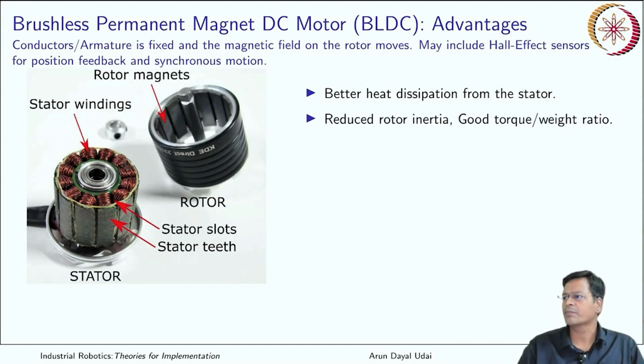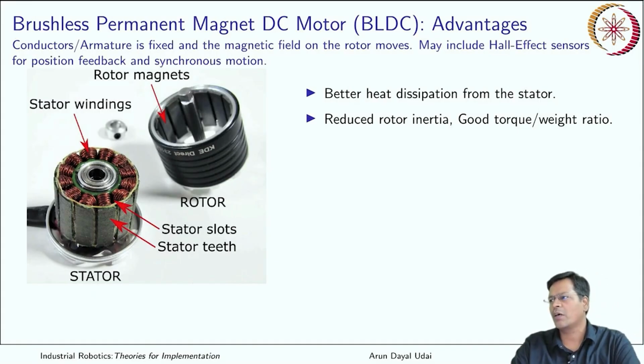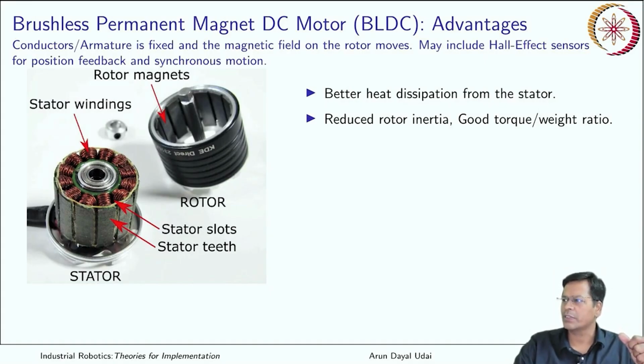Then there is reduced rotor inertia, because the rotor now carries only the magnets, nothing else, and mostly they are neodymium magnets, very high quality magnets. They have very good power compared to standard magnets. In a very compact form you can get a very good amount of magnetic field out of it. So they have a very good torque to weight ratio compared to a similar DC motor or any other motors that you have seen so far.